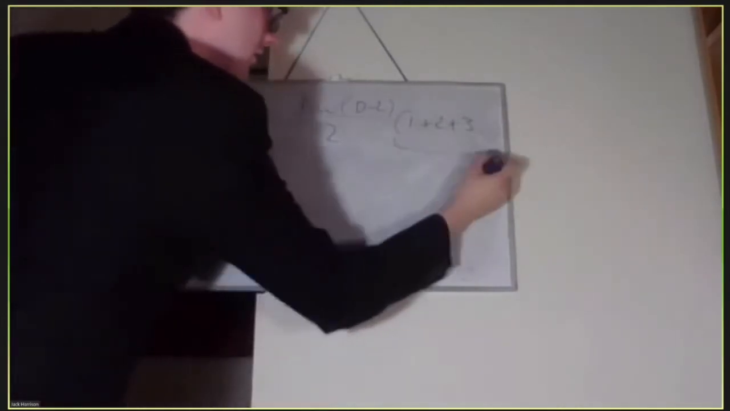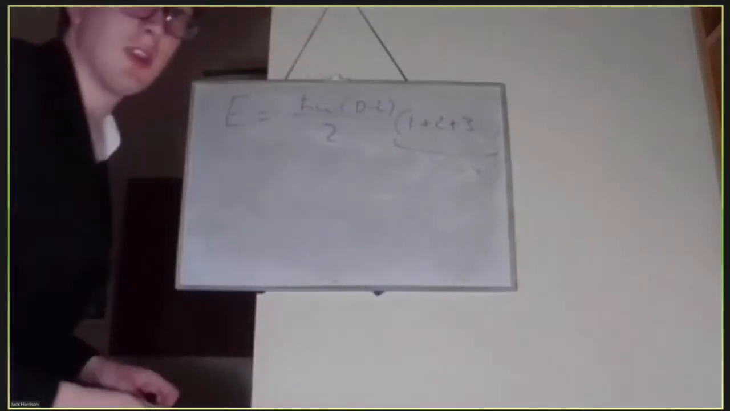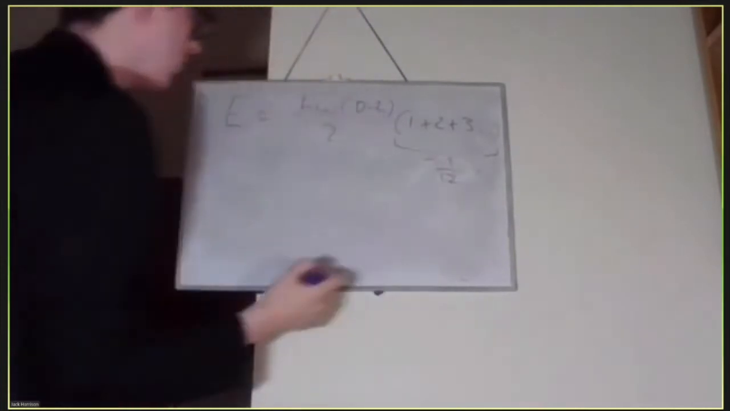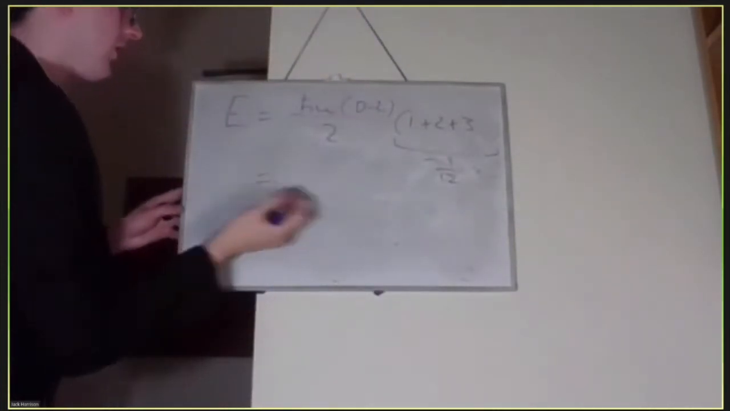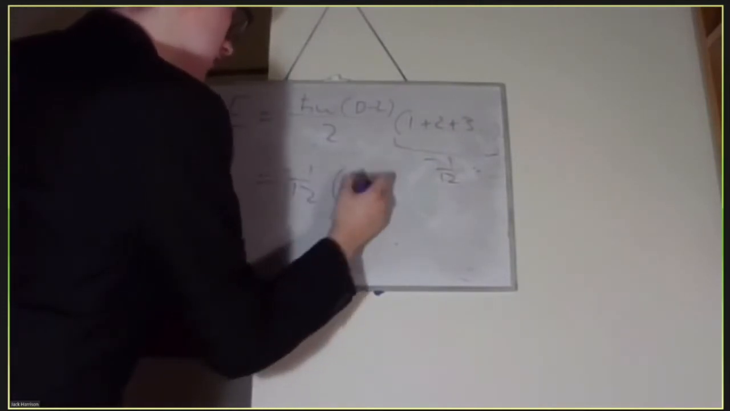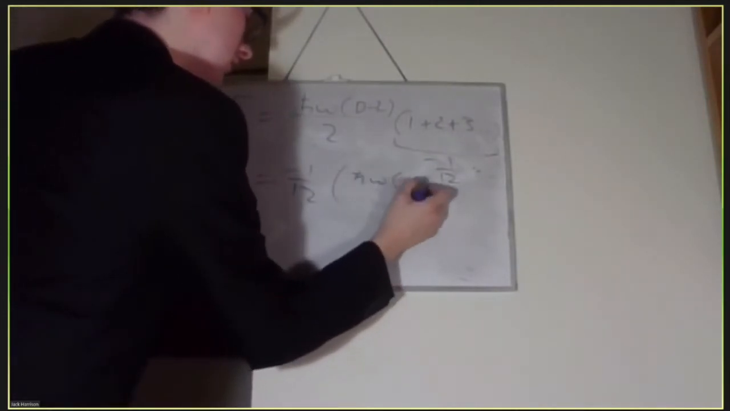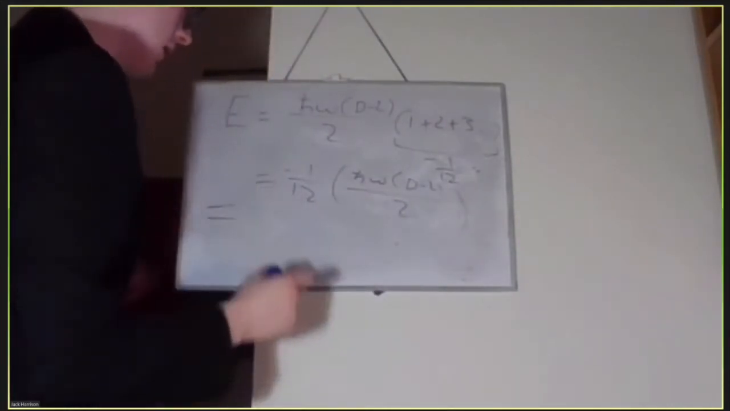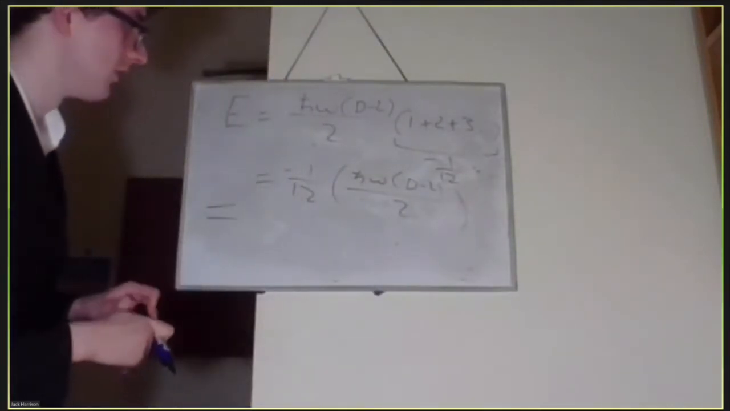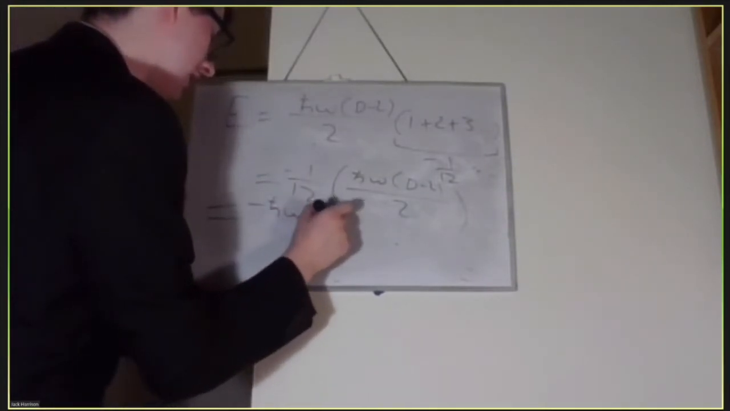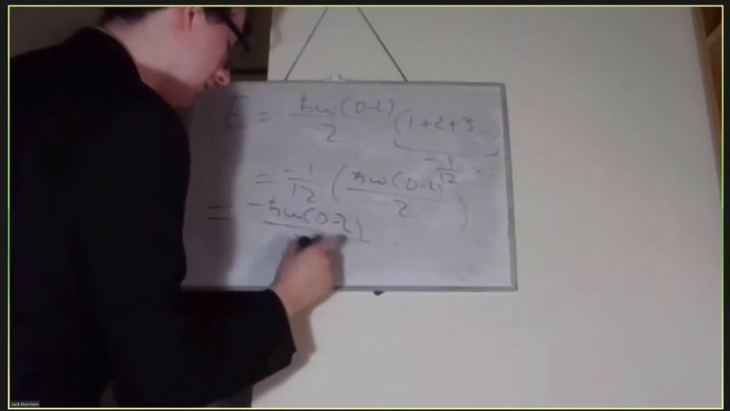But we know what this is. This, because it's physics, can't be infinite. It has to be minus a 12th. So this energy is minus a 12th times this. And that is minus h omega d minus 2 over 24.